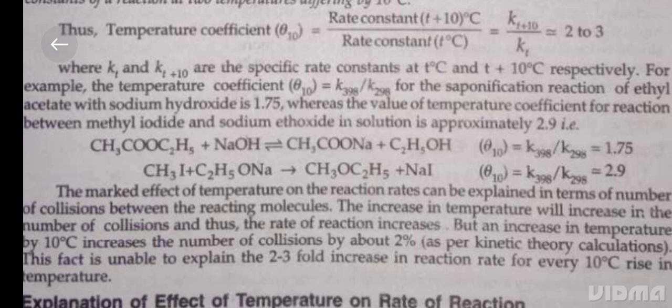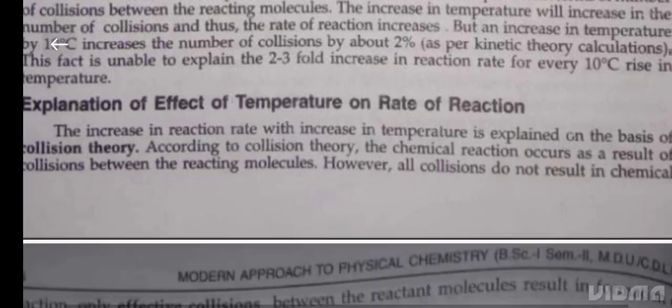For example, the temperature coefficient K398 by K298 for the saponification reaction of ethyl acetate with sodium hydroxide is 1.75, whereas the value of the temperature coefficient for the reaction between methyl iodide and sodium methoxide in solution is approximately 2.9.